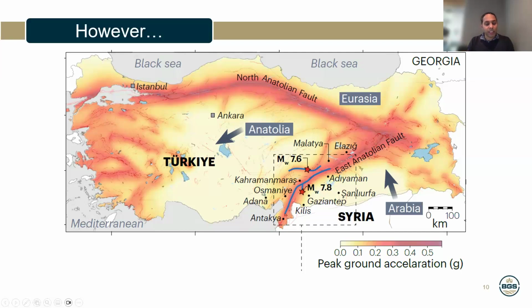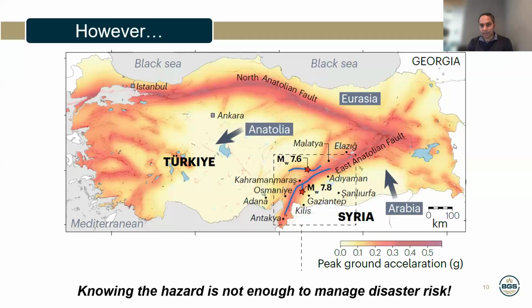So the location of these earthquakes was not a surprise. They were known to be highly seismic, and the hazard was high, and so the location wasn't a huge surprise to those of us in the seismic hazard world. But yet 60,000 people died. So if the location wasn't a surprise and the potential magnitudes weren't a surprise, how did 60,000 people die? So knowing the hazard is not enough to manage disaster risk. Just being a geophysicist or a geological engineer isn't enough to manage disaster risk. And that's the core thesis of what I'm trying to say today.